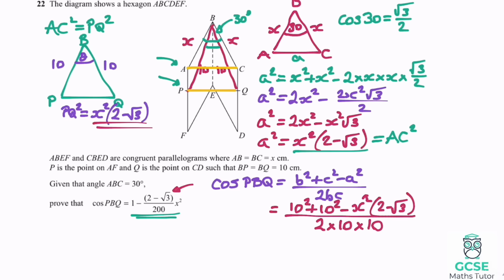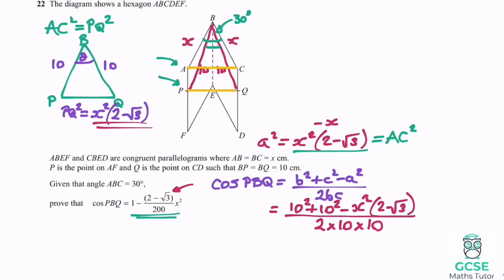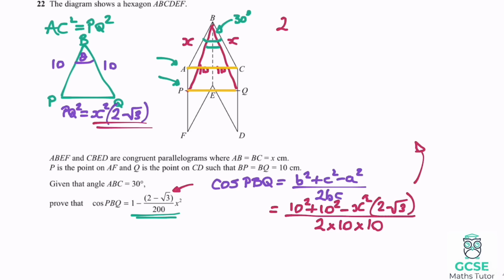I need to tidy all this up now because it's a right mess. I think I'm going to have to start getting rid of some of the working out here because it's a bit messy. So let's get rid of some of these earlier stages. Let's get rid of all of this. I'm going to start tidying it up here. So if we bring this up to the top, we have 10 squared plus 10 squared, which is 200, 100 plus 100. Minus this x squared brackets 2 minus root 3. And that's all over 2 times 10 times 10, which is all over 200.